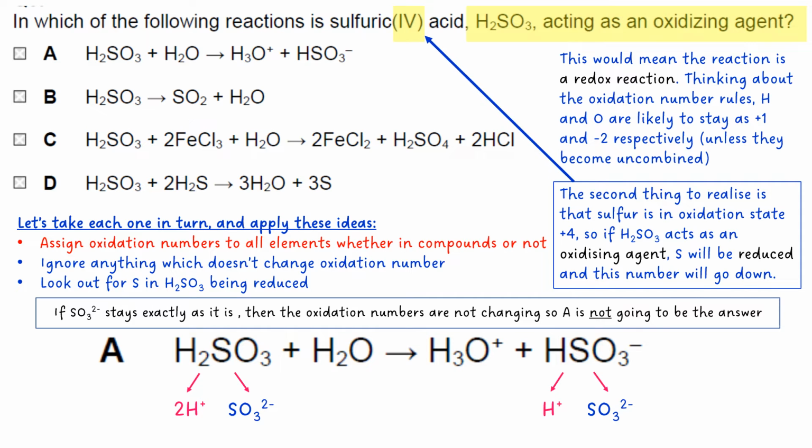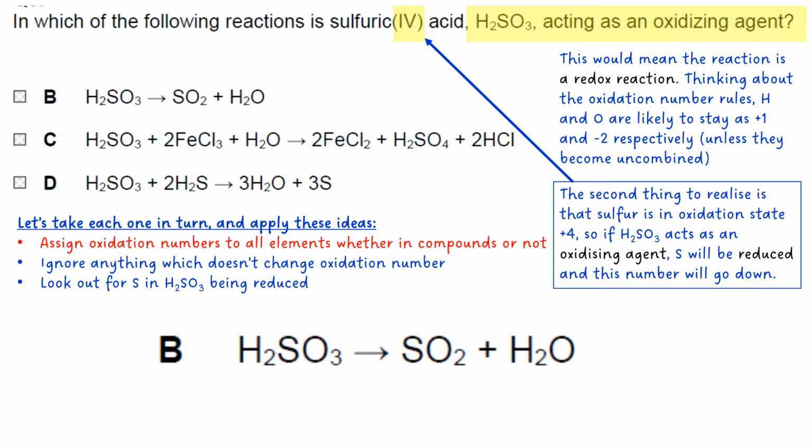If you see SO3 staying the same, then that means nothing's changing in terms of oxidation numbers because sulfur is still bonded to 3 oxygen atoms, meaning it's -2 times 3 makes -6. So you can therefore from that work out that the sulfur hasn't changed oxidation number. If it's in the same species as it was before, nothing is altered. So the next thing to do is to look at B.